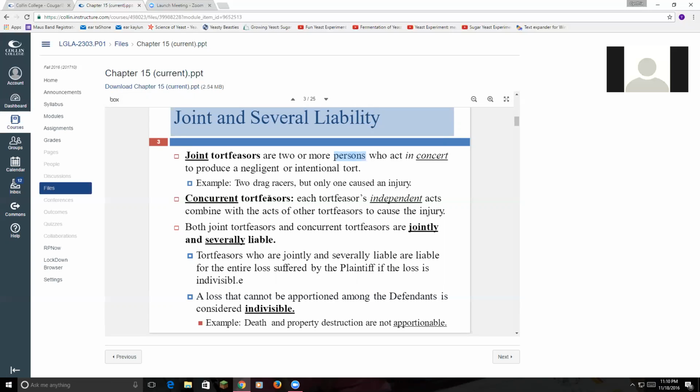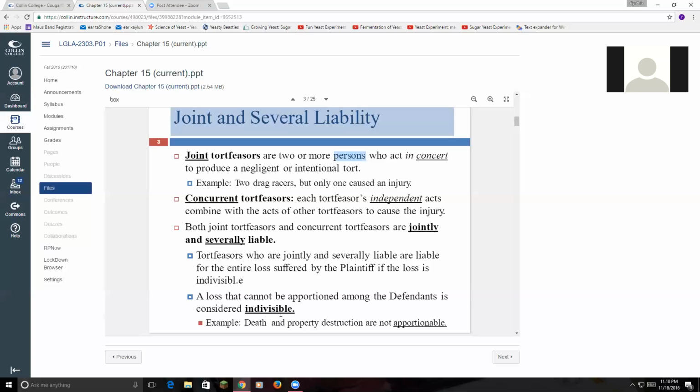So the concurrent tortfeasors is the one car racing, the other car swerving, the third car slamming on brakes unexpectedly, or something along those lines. So in either case, though, I've made a big fuss about defining these two terms, but in both cases, whether it's a joint tortfeasor situation or a concurrent tortfeasor situation, there's no difference in the legal outcome. In both cases, the tortfeasors are going to be jointly and severally liable. I have a little typo there. I apologize. That period ought to be after the E.